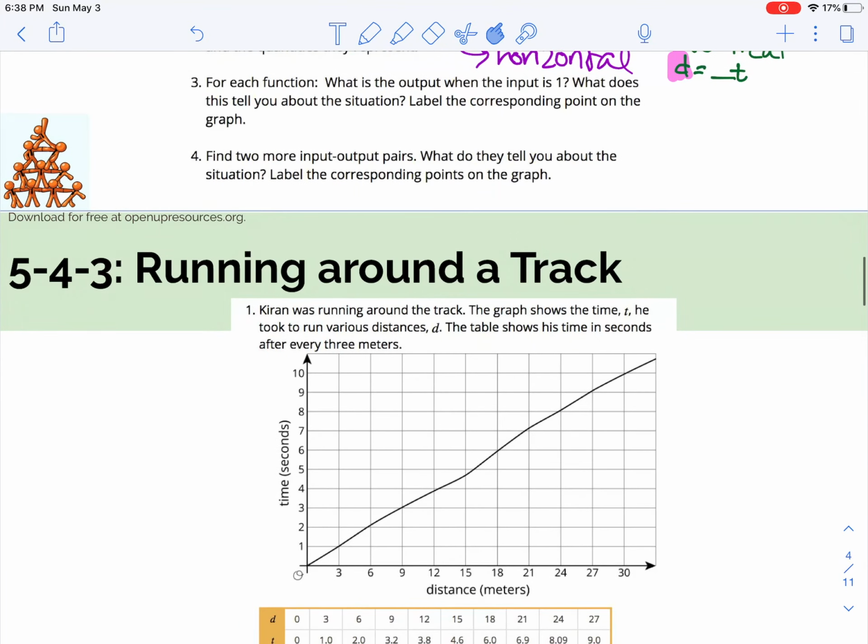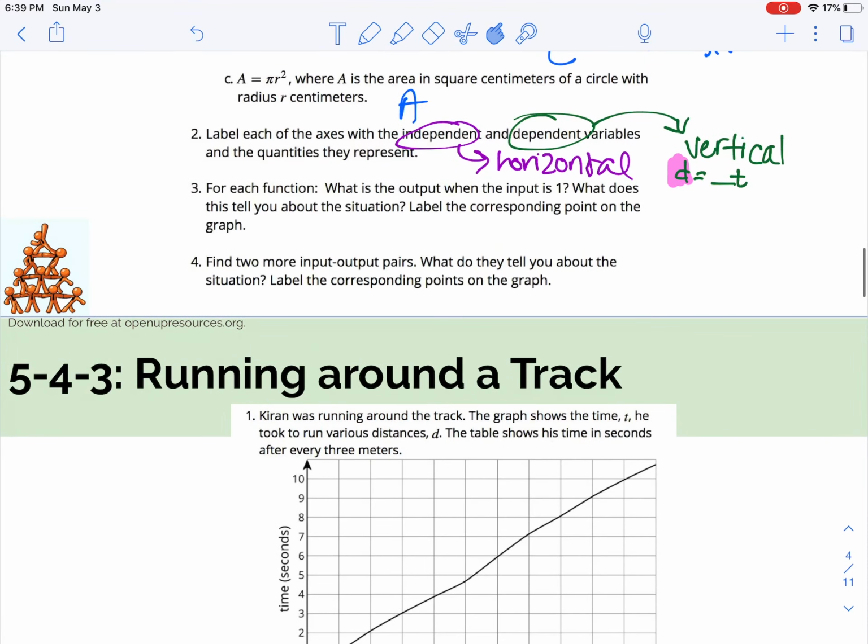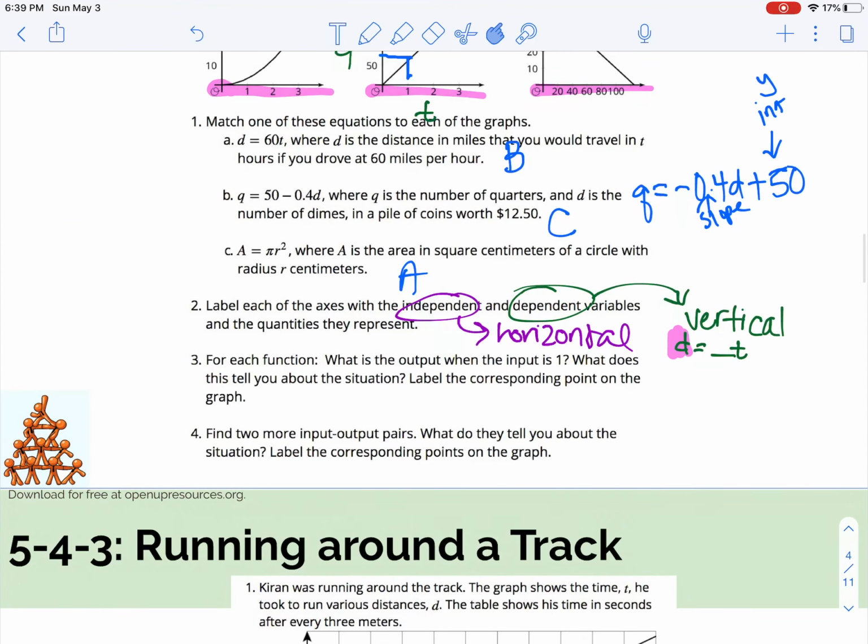Okay, for each function, what is the output when the input is 1? And what does this tell you about the situation? Label the corresponding point on the graph. So that means that we just have to plug in the number 1 into the equation and then solve, if that makes sense. So we could do 1 together, and then you guys can do the rest.